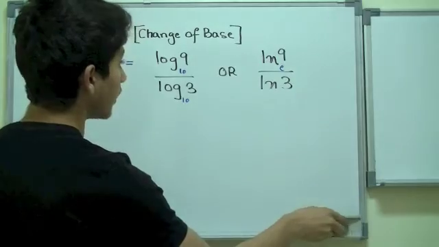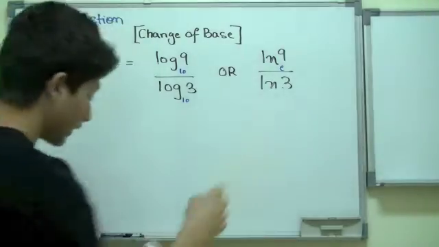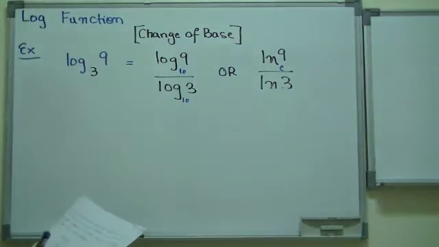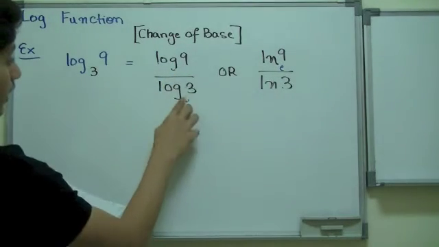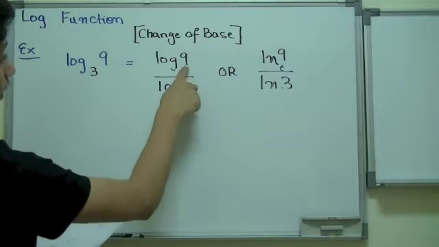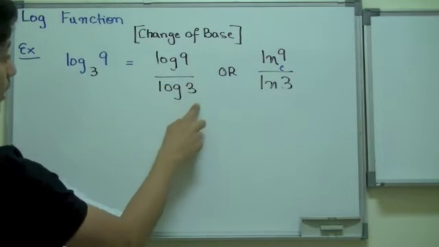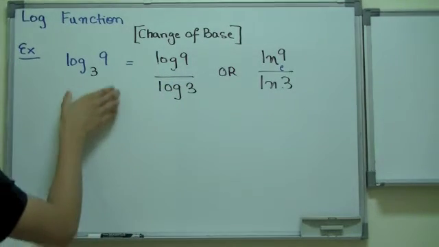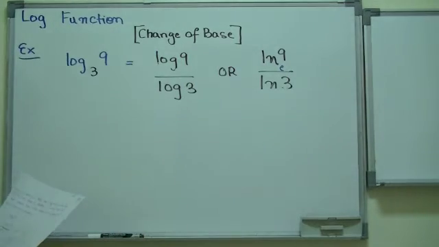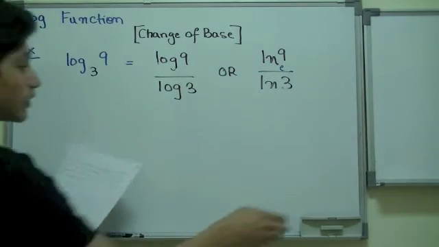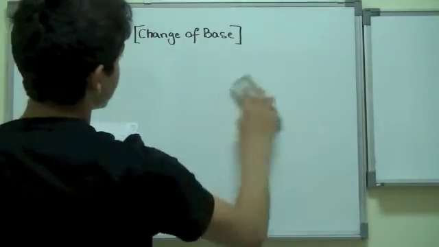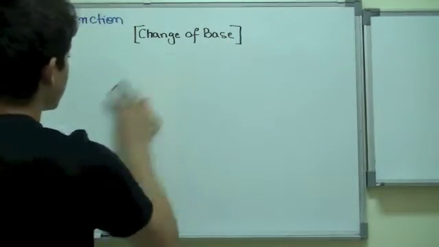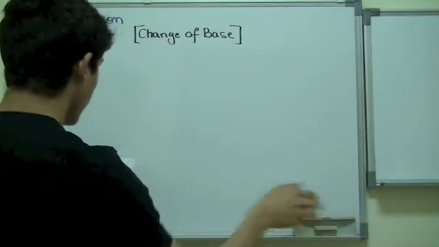You can either write it like this or like this, and what you can do is put this in your calculator. Because now it has log base 10, you can divide log 9 by log 3 and find the actual answer. So what we're going to do now is try to solve examples such as this, involving change of base, and we'll slowly move on to harder examples.